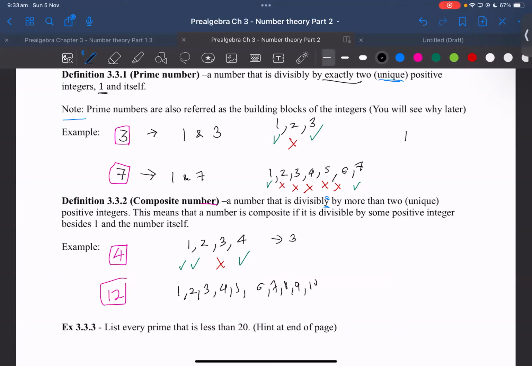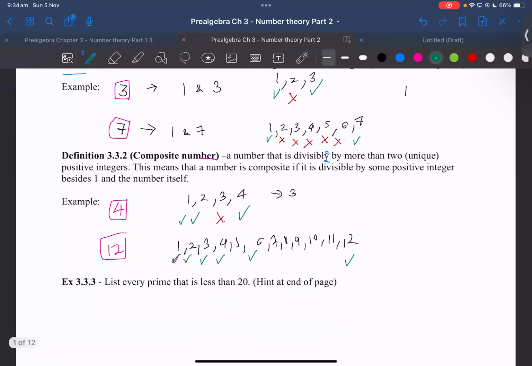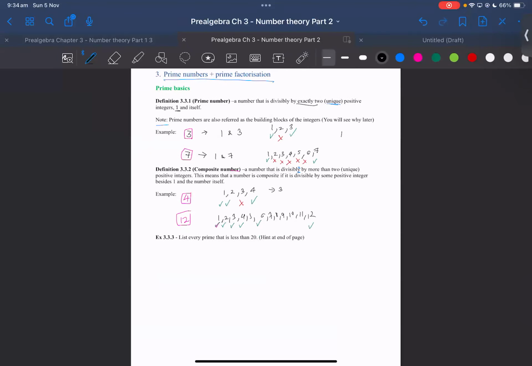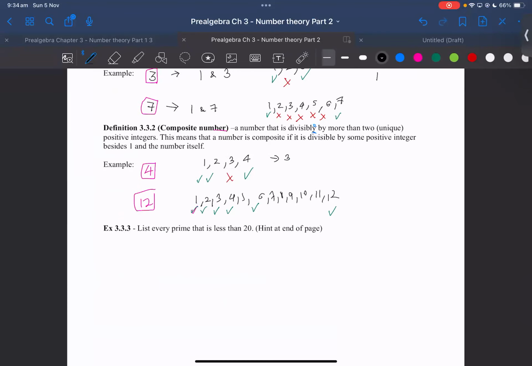So you go through all these numbers. 1 works, 2 works, 3 works, 4 works, 5 doesn't work, 6 works, 7, 8, 9, 10, 11 don't work, 12 works. It's got a lot of factors, so not prime. Does the concept of prime numbers make sense? All right, good. Now I want you to do an exercise on your own. List all the prime numbers less than 20.